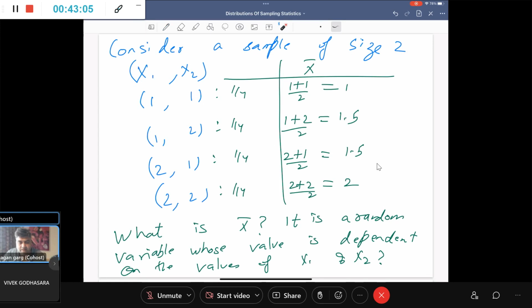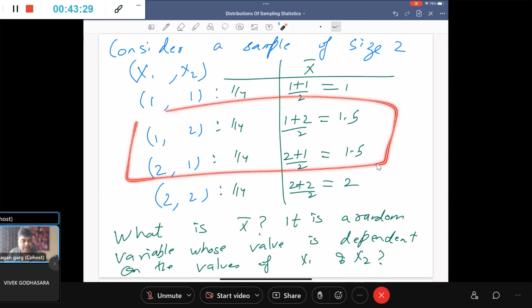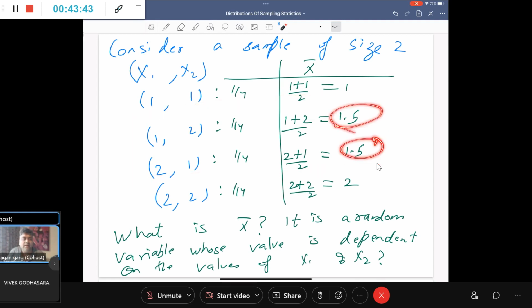Okay, so let's say Tarang and Bhavya. And then we ask, what did you choose? Now, it's possible that both of them chose 1-1. Possible that Tarang chose 1 and Bhavya chose 2, or Tarang chose 2 and Bhavya chose 1, or both of them selected 2. So these are 4 possibilities. Probability of each one of them is 1/4. Now in these 2 possibilities, the answer for x bar is the same. Whether Tarang chooses 1 and Bhavya chooses 2, or Tarang chooses 2 and Bhavya chooses 1, in both the cases, the mean is 1.5. X bar is 1.5.